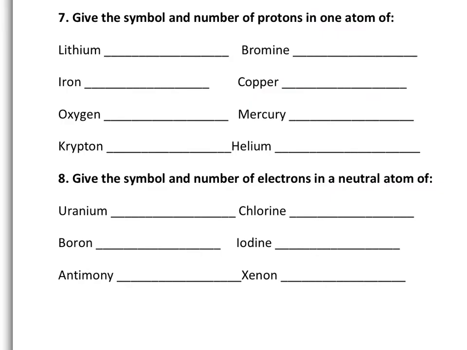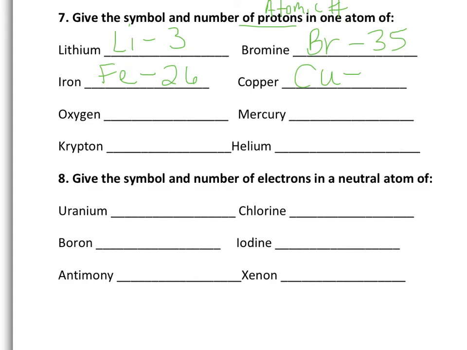Okay, so the first one we're going to go over is number 7, where you have to give the symbol and the number of protons in the atom. Remember, the number of protons is just the atomic number, which you get from the periodic table, and obviously the symbol you get from the periodic table as well. So whenever you look for these elements, just look at the atomic number, and that will give you the number of protons. So for example, lithium's atomic number is a 3, so that means it has 3 protons. So this one's pretty easy, so I'm only going to work out a couple of those examples.